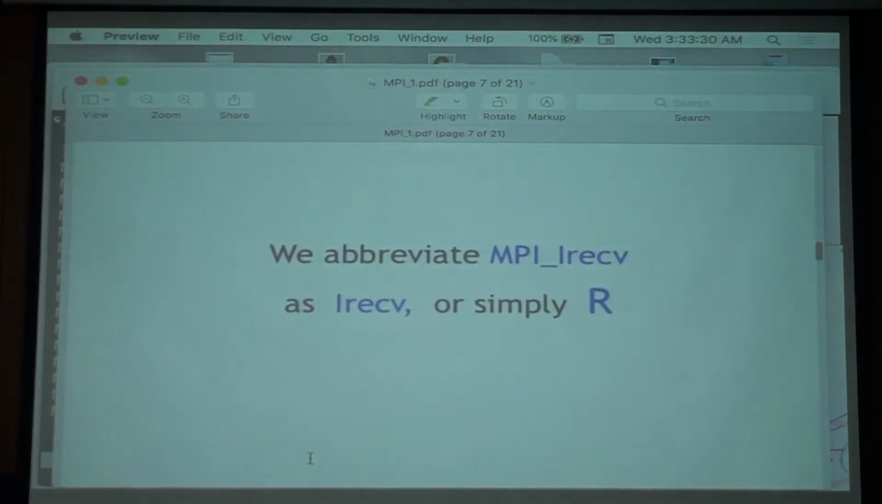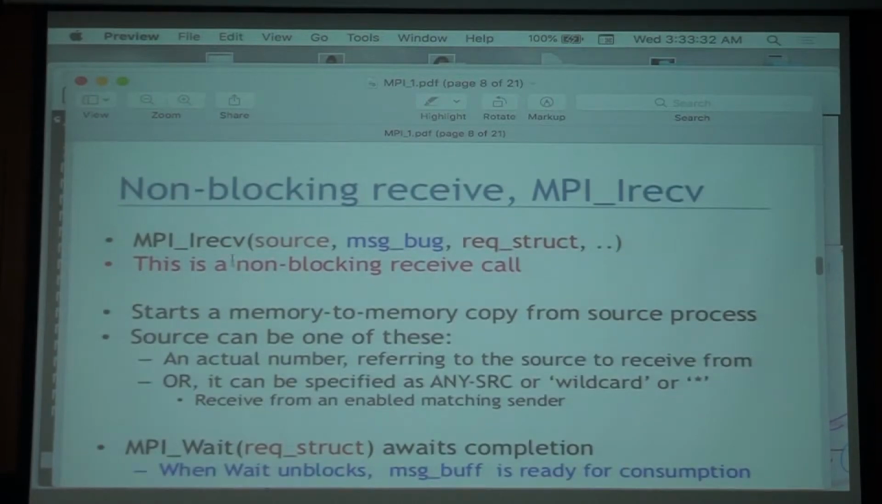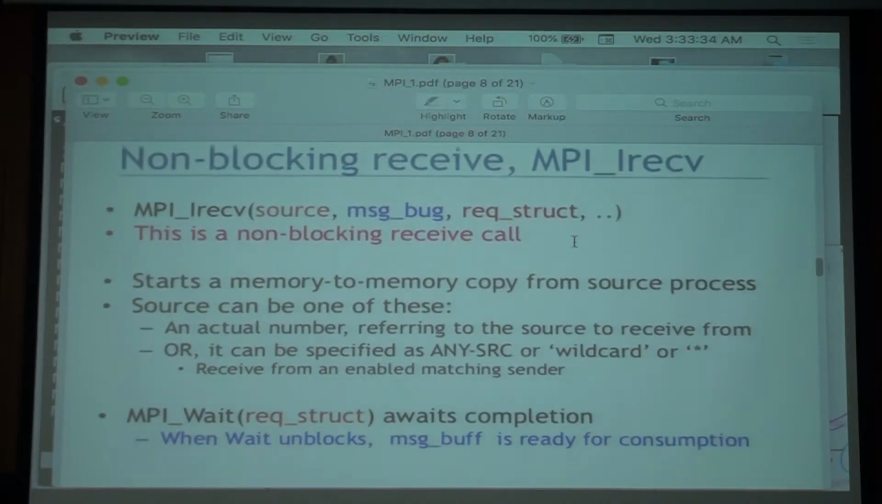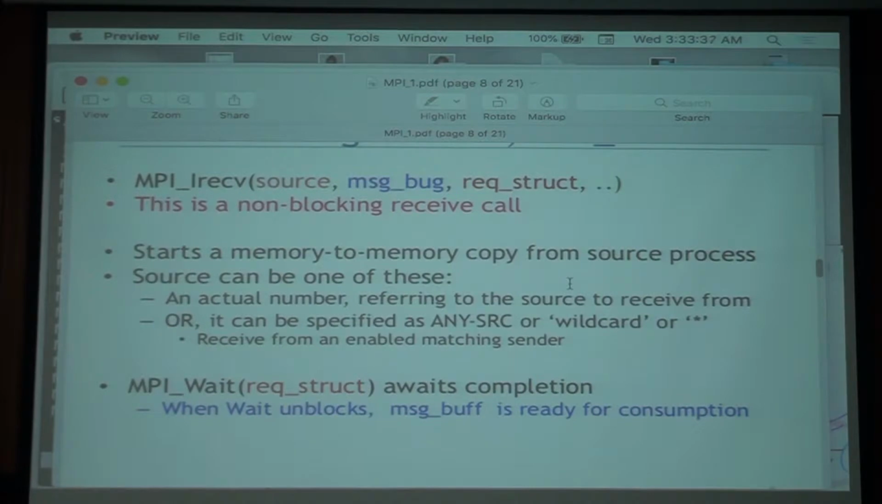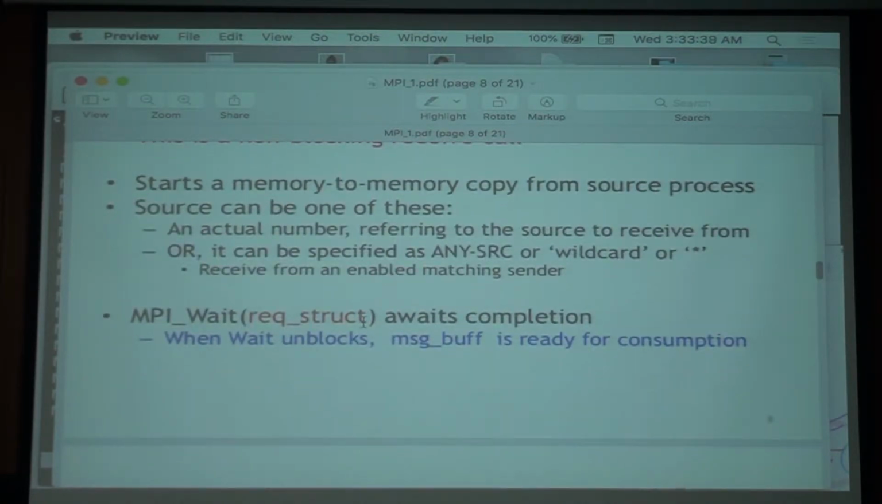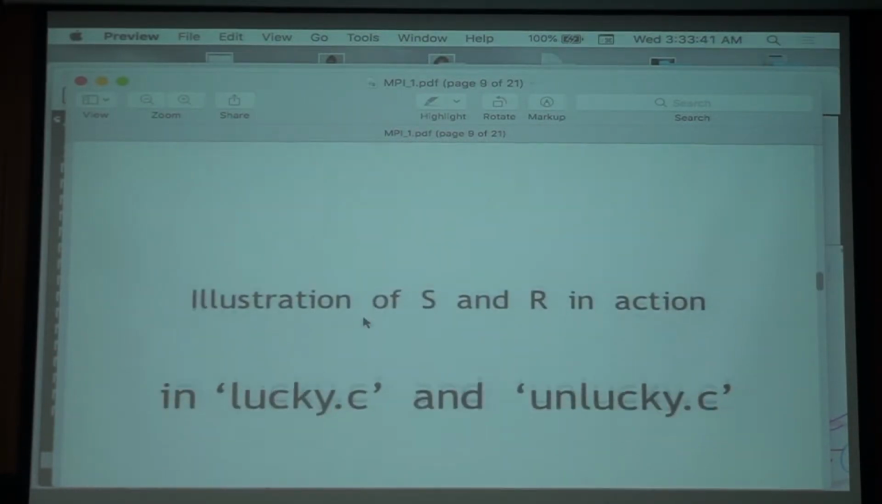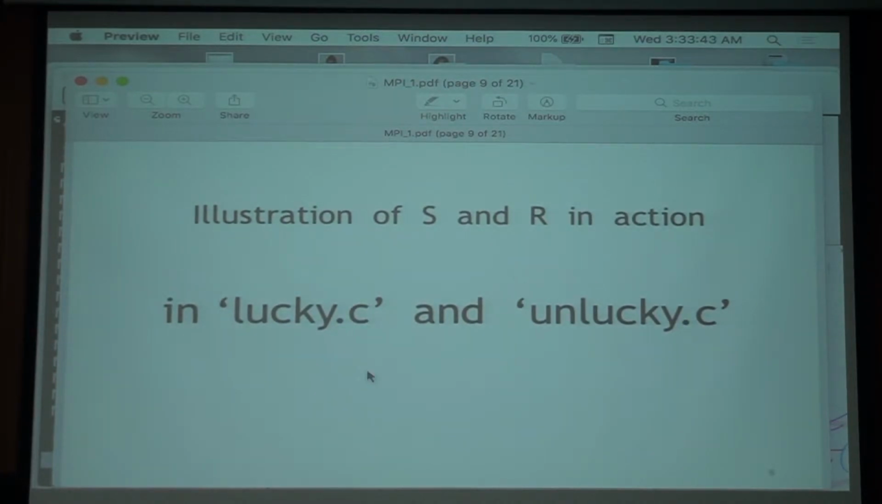Okay, so MPI receive takes source, message buffer, struct. This is a non-blocking call. It starts a memory-to-memory copy, and MPI wait finishes. Now we're going to illustrate two programs for you, just to show how the interplay between sends, receives and waits proceeds. One is lucky, one is unlucky. Based on where I put the sleep, it gets lucky or unlucky.